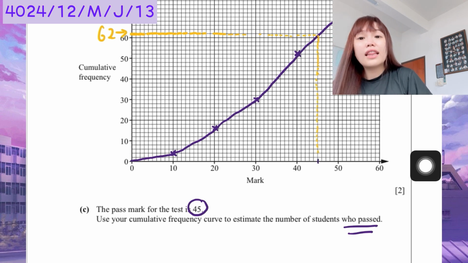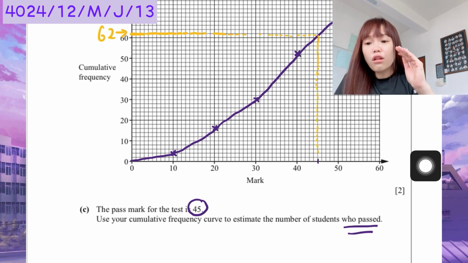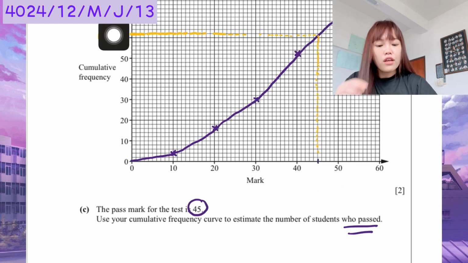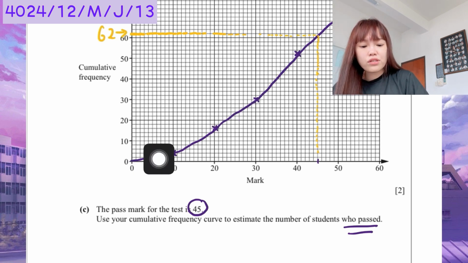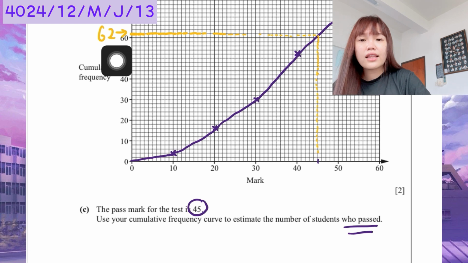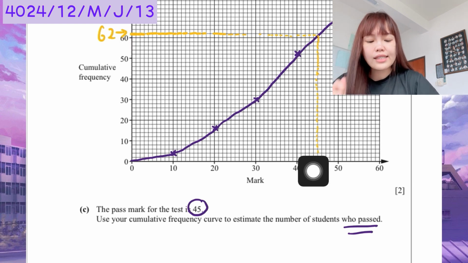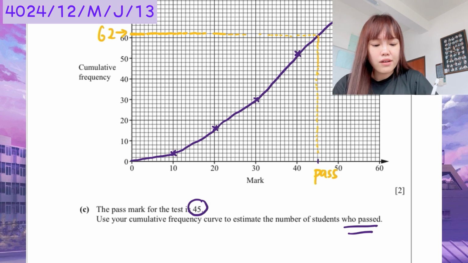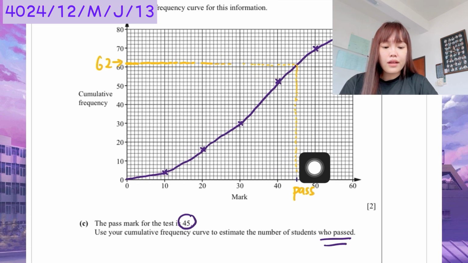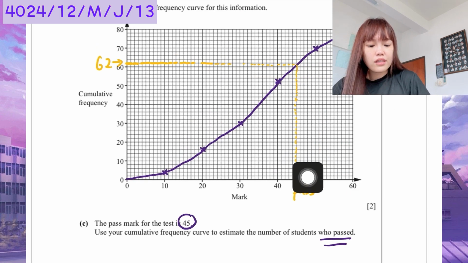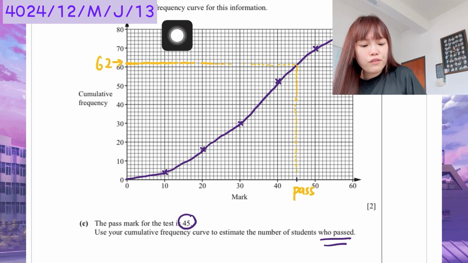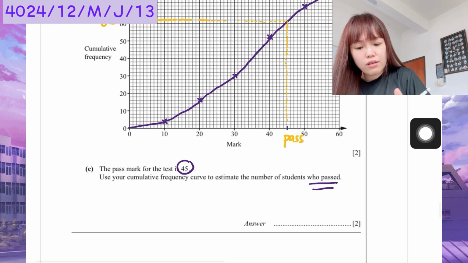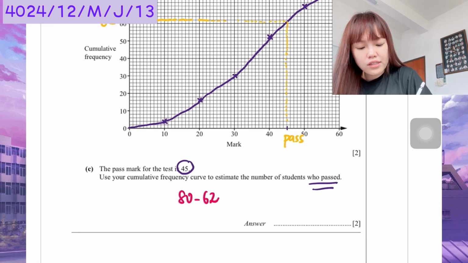But 45 here basically means 62 of them get less than 45, not more than 45, because if you are looking at this graph, it's all less than. So 62 students get less than 45 marks, which means it's fail, because this is your passing marks, right? So the one that pass is here, from 45 until 60. From 45 until 60 is from 62 until 80 students, which means that you have to minus 80, you minus 62.